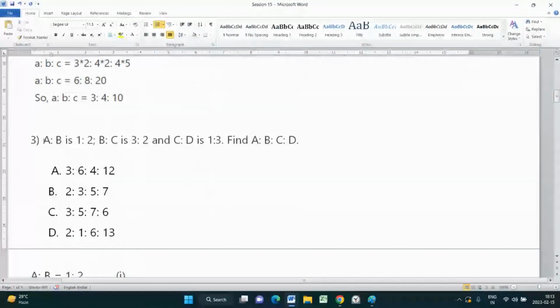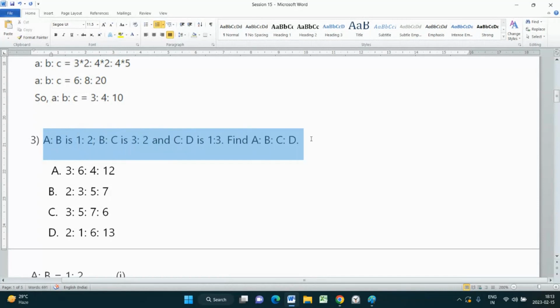A is to B is 1 is to 2. B is to C is 3 is to 2. C is to D is 1 is to 3. Find A is to B is to C is to D. Whenever you get such problems, you can just go ahead and assume. How to assume and what to assume, we will just see now.